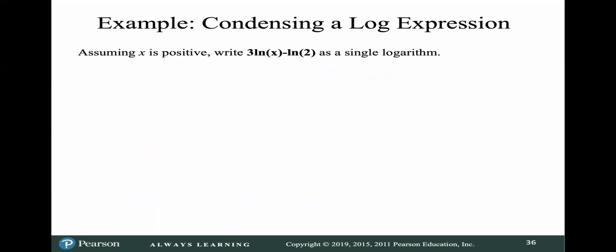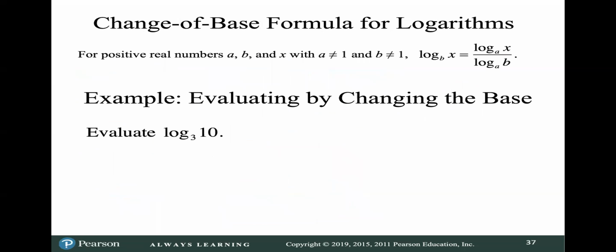Okay, our last property that we're going to talk about is the change of base property. And the change of base property is important because your calculator has a button for the common log and it has a button for the natural log, but it does not have a calculation feature for log base 7, for example, right? So if I have a log with a base of 7, in order to calculate that, we need to convert it into a common log or a natural log.